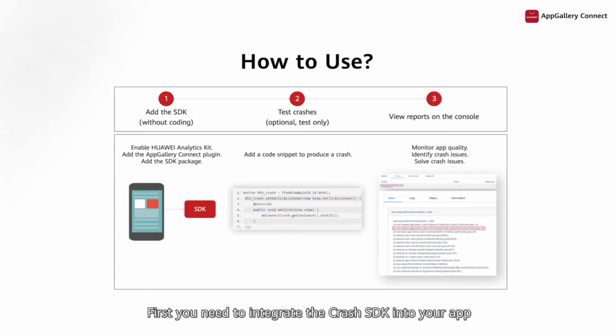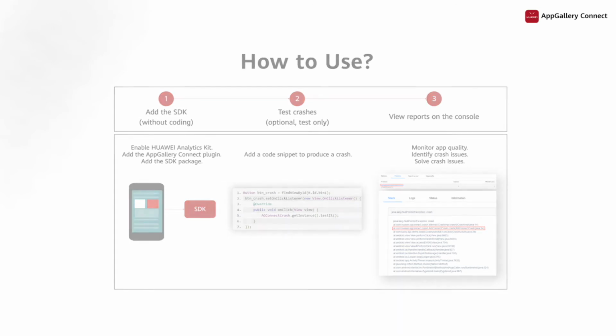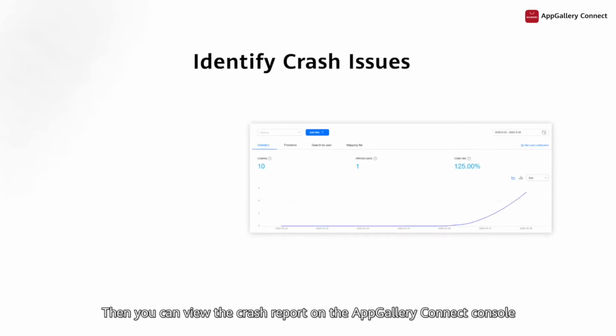First, you need to integrate the Crash SDK into your app, which is very simple. You won't need any coding. Simply enable HUAWEI Analytics Kit and configure the AppGallery Connect plugin and Crash SDK scripts. To verify the SDK integration, you can use our testing API, which will produce a crash simulation. Then you can view the crash report on the AppGallery Connect console.